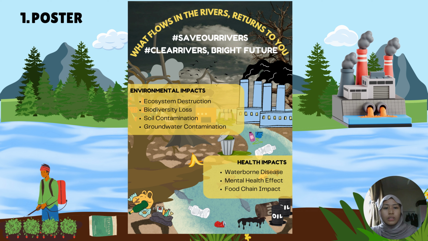Now, let's explore the critical aspect outlined in the poster. Starting with the environmental and health impacts of the river pollution. These are the environmental impacts, which are ecosystem destruction, biodiversity loss, soil contamination, and groundwater contamination. Below the environmental impacts is the health impact of the river pollution. First is waterborne diseases. Next, mental health effects and food chain impacts.